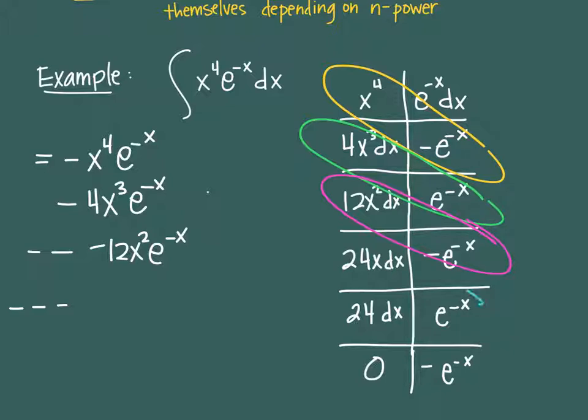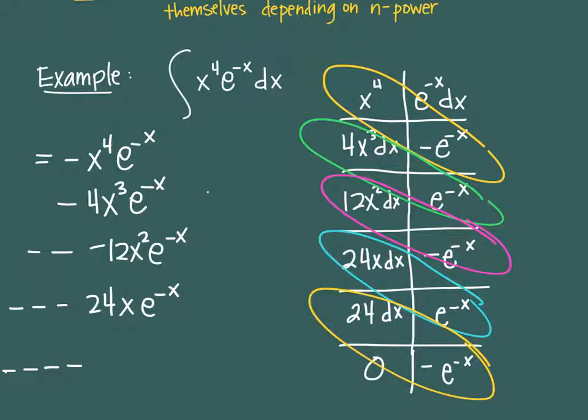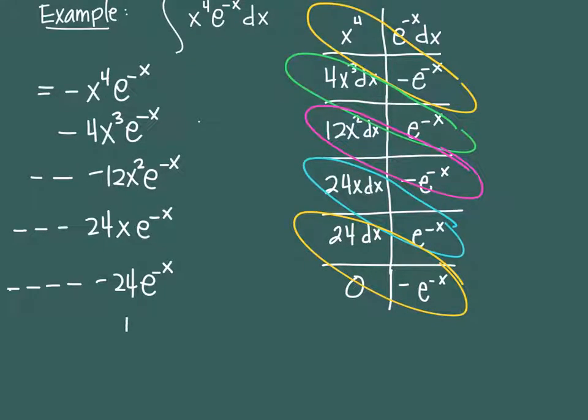And this combination, so 24x e to the negative x, and then a quadruple negative from the process itself, and yet another negative from the pair. So another negative 24 e to the negative x. And at the very end, a plus c. So let's clean up what we have in terms of all the negatives.